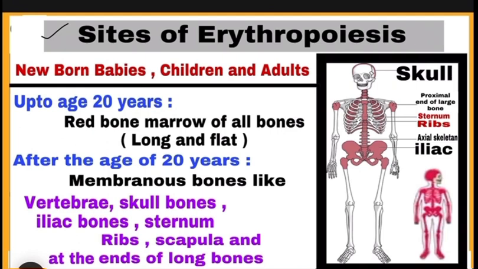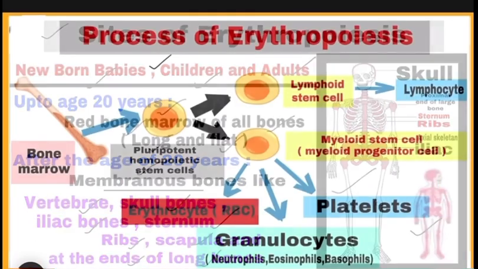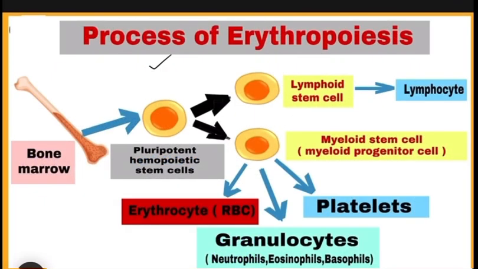While in newborn babies, children and adults up to the age of 20 years, red blood cells are produced by red bone marrow of all bones, long bones as well as flat bones. And after the age of 20 years, the red blood cells are produced by membranous bones like vertebrae, skull bones, iliac bones, sternum, ribs, scapula and at the ends of long bones. Let us start with the process of erythropoiesis.